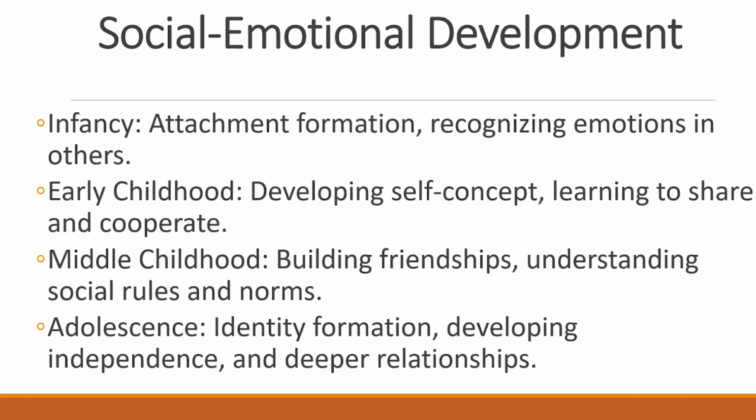Now we're going to discuss social emotional development, and this is going to take place where we talk about infancy. During infancy, attachment is formed. So there's attachment formation and recognizing emotions in others. During infancy, children are building an attachment because they see you regularly, you are playing with them, you're holding them, you're showing them affection, and they're able to start recognizing emotions that you have. For instance, if you are trying to make them laugh using funny faces, they also then replicate that because they see that you are trying to display certain emotions.